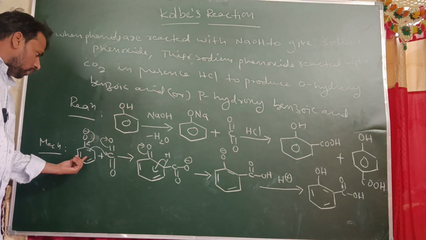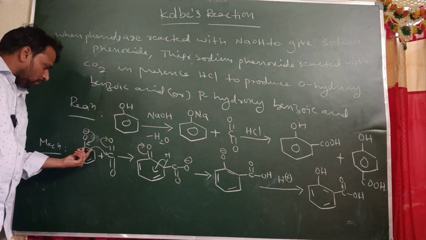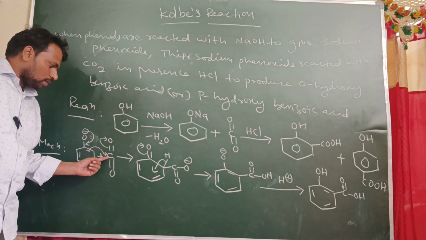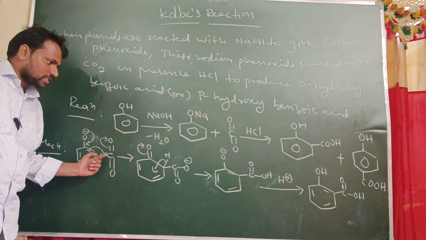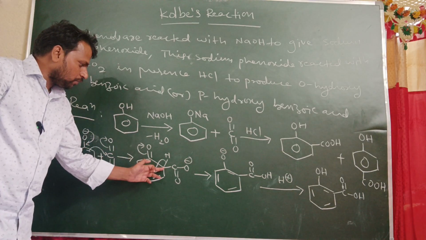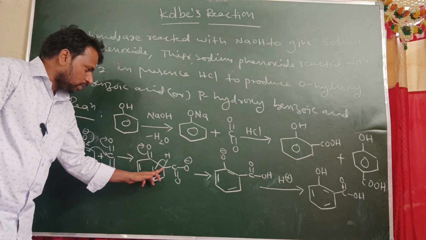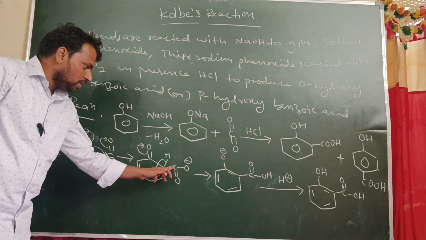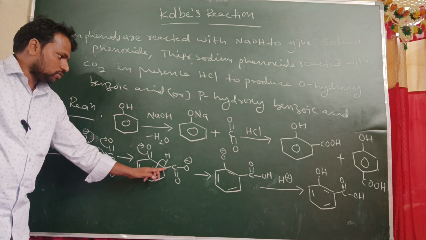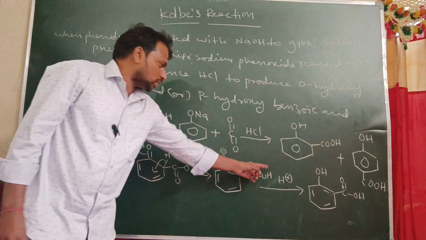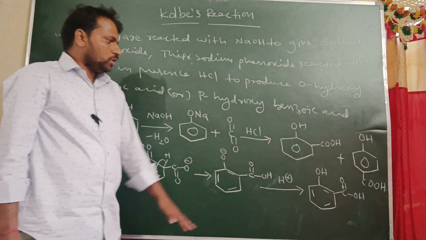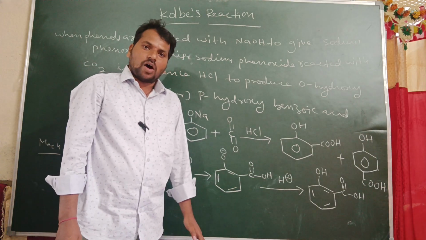In the phenoxide, this center acts as a nucleophilic center, and the carbon in carbon dioxide acts as an electrophilic center, and there is a new bond formation between the nucleophilic center of the phenoxide and the electrophilic carbon of carbon dioxide. So a new bond is formed, and after protonation takes place here, it forms orthohydroxybenzoic acid, also known as salicylic acid.